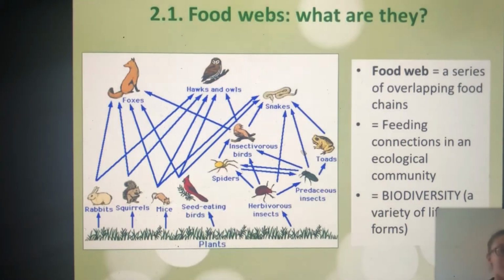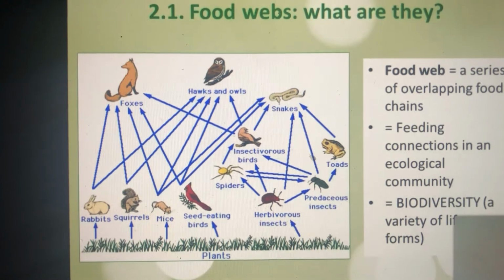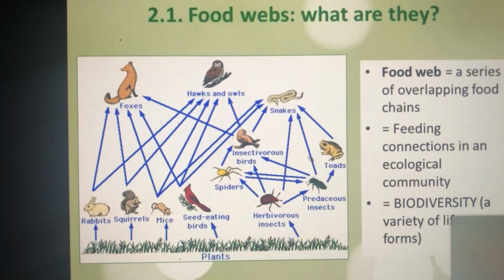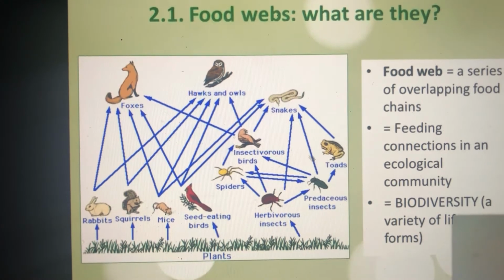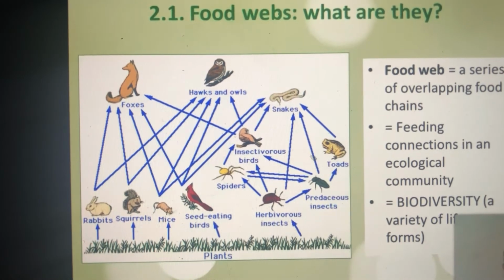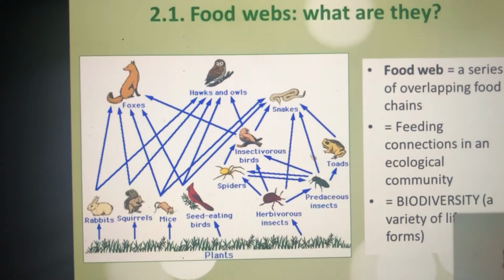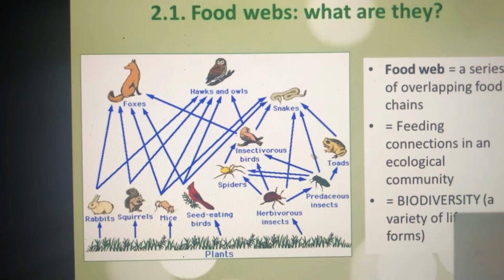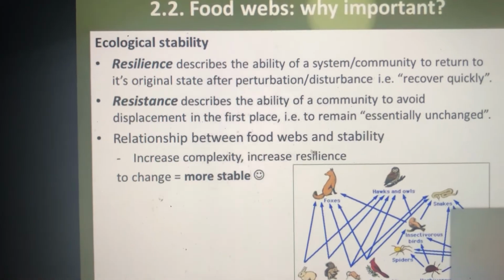So obviously in reality it's a much more complex situation. Instead of just having these simple food chains, we have food webs. And the food webs are basically a series of overlapping food chains, and they represent the connections that we see in an ecological community. So this is basic biodiversity. It's the variety of life forms and all their interactions with each other. Okay, so why are food webs important?